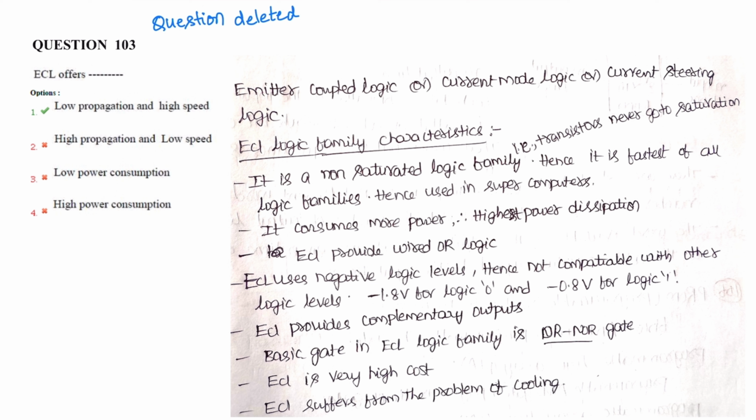Now, the given options are low propagation and high speed. It is not propagation, it is only high speed. Low propagation delay, least propagation delay. So options are not correctly mentioned, hence the question is deleted. So we can take option 4 as correct answer. High power consumption. It is not consuming the power, it is dissipating the power. High power dissipation.